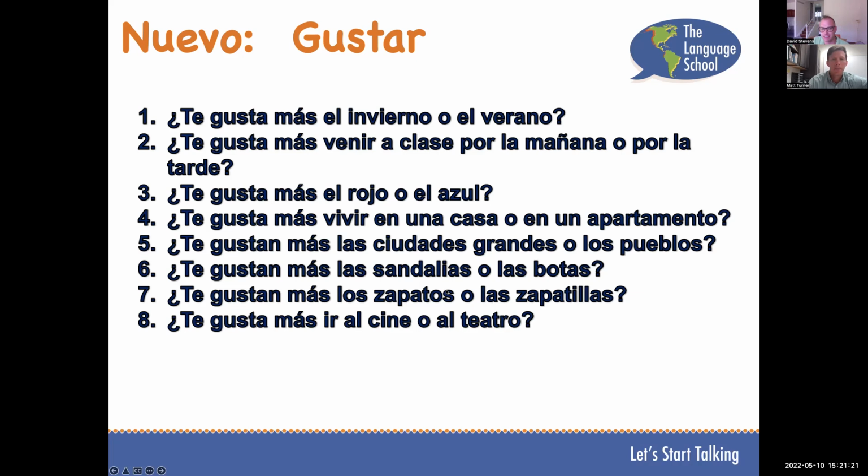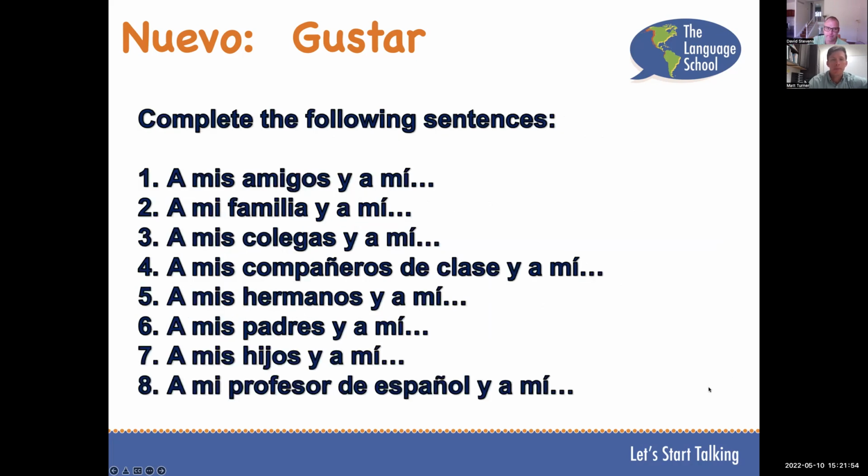¿Te gustan más las ciudades grandes o los pueblos? Me gustan más los pueblos. ¿Te gustan más las sandalias o las botas? Me gustan más las sandalias. ¿Te gustan más los zapatos o las zapatillas? Me gustan más las zapatillas. ¿Te gusta más ir al cine o al teatro? Me gusta más ir al cine. Muy bien.